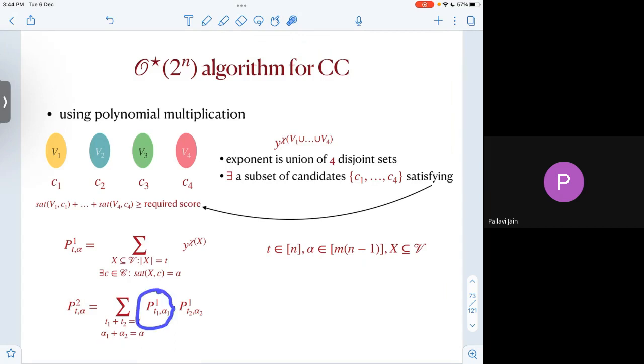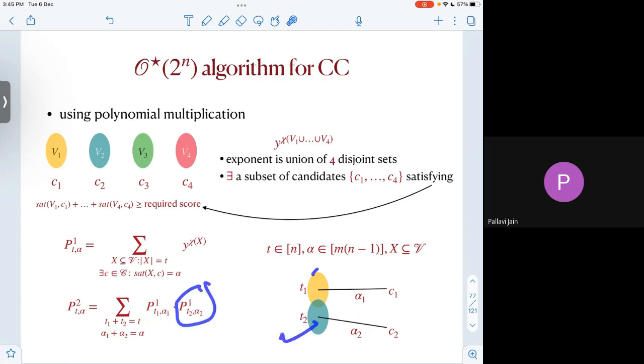Now from P T1 alpha 1, if it is a non-zero polynomial, then there exists such a monomial. The property is that the size is T1 and there is a candidate C1 which has the score alpha 1. By definition of P T alpha, for this I have the set yellow and for that set I have the set green.